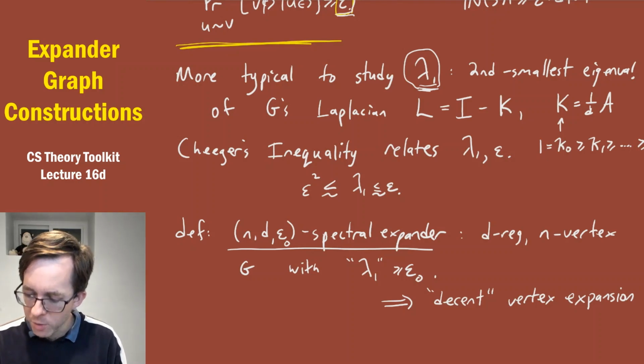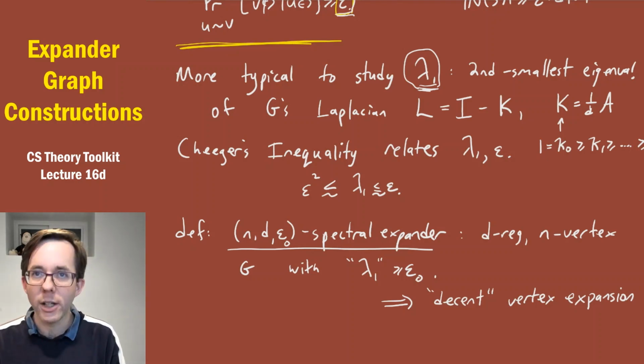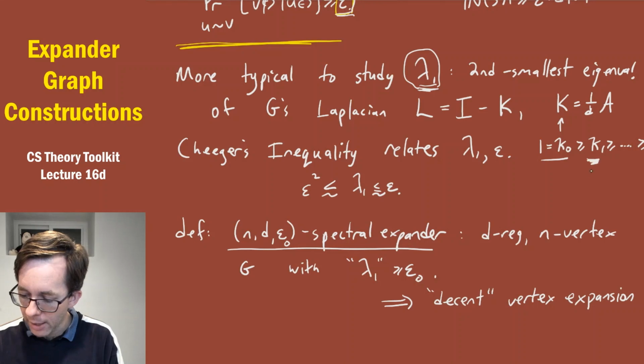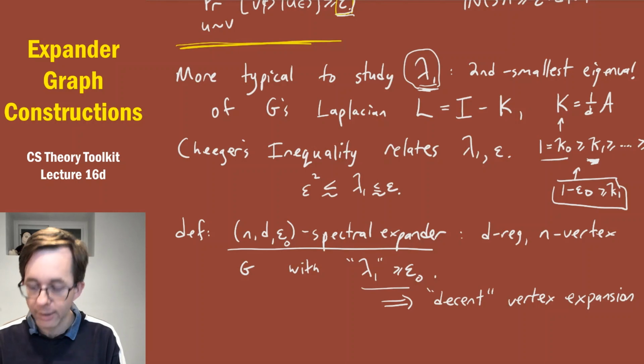Okay, and so just as L had a trivial eigenvalue of 0, K has this trivial eigenvalue of 1. And so the key parameter is kappa 1. In particular, the key interest is how far away from 1 it is. So we call it a spectral expander when kappa 1 is less than or equal to 1 minus epsilon 0. That's equivalent to this condition on lambda 1 being at least epsilon 0.